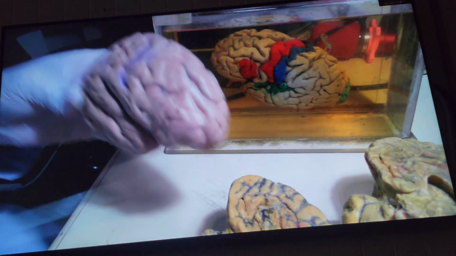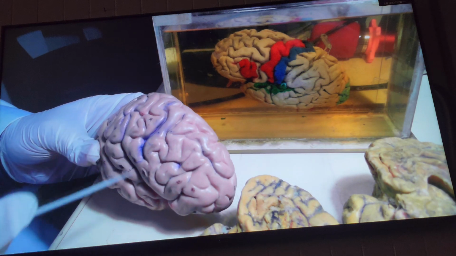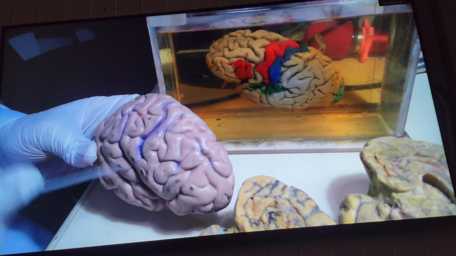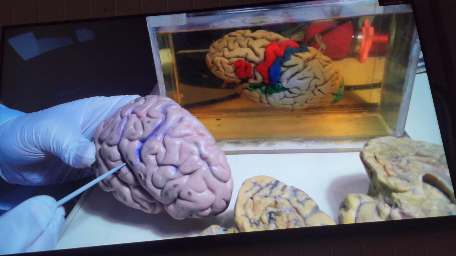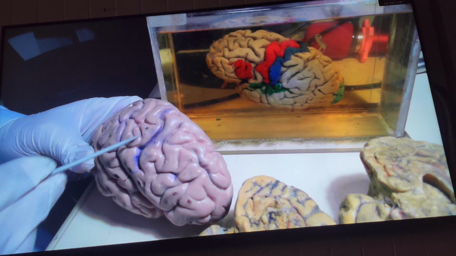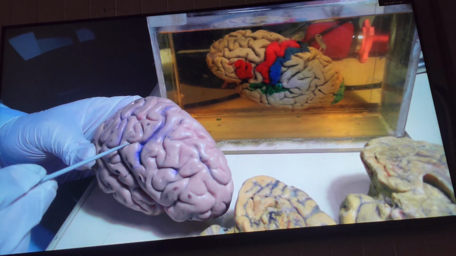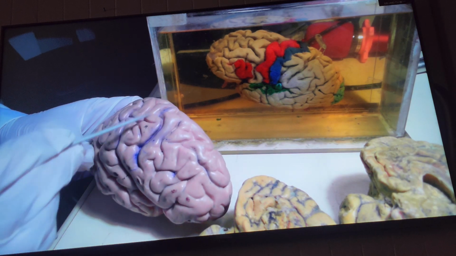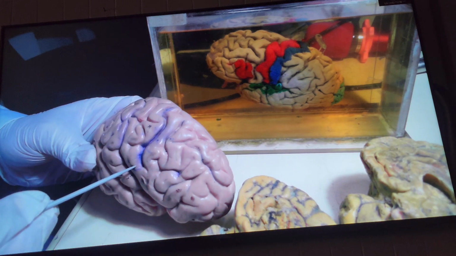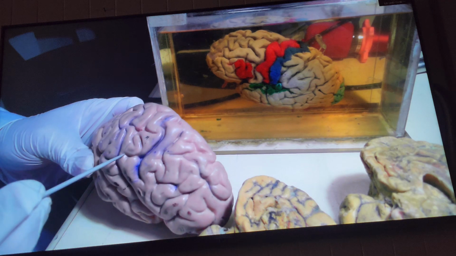Now we are shifting to the parietal lobe, which is posterior to the central sulcus and superior to the lateral fissure. We can see this is the primary somesthetic area, or primary sensory area, which occupies the postcentral gyrus. Also we have the postcentral sulcus posterior to it.